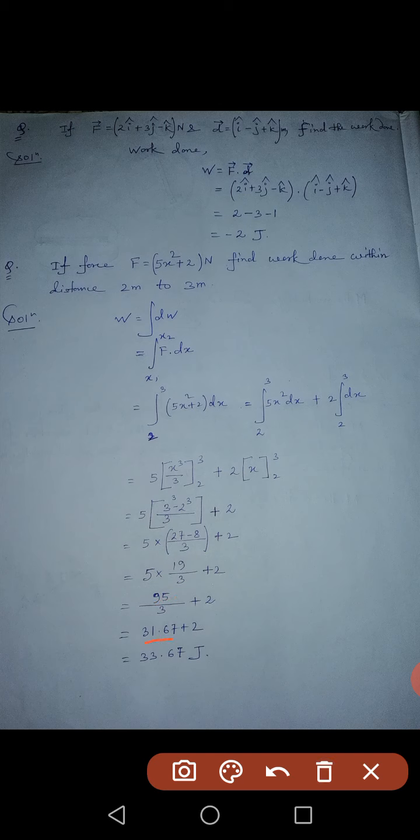If you calculate, it is 31.66. It goes on like that. So we can round it off to 31.67 plus 2. So it gives us 33.67 joule.